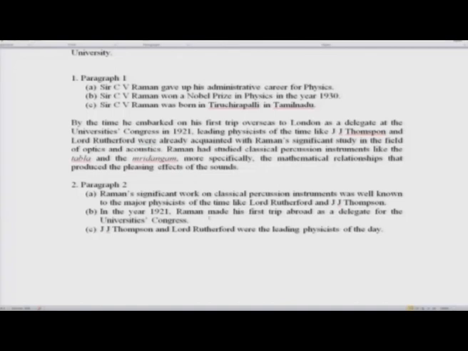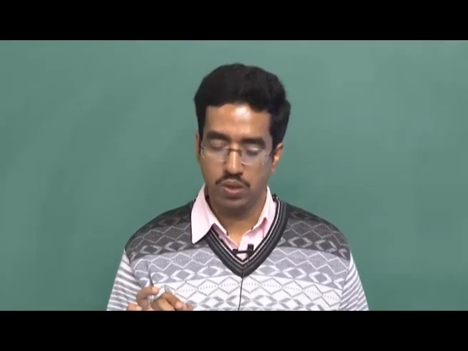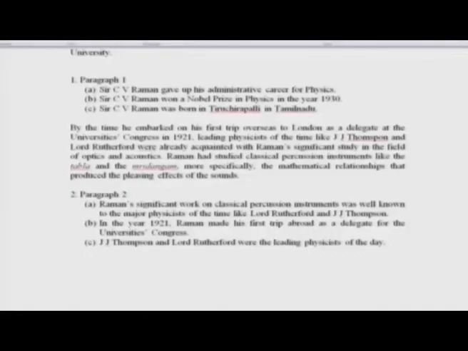So, A is the most appropriate option which captures the essence of paragraph 2 in the best possible way. Raman's significant work on classical percussion instruments was well known to the major physicists of the time like Lord Rutherford and J.J. Thomson. It tells us about the fame C.V. Raman had already got even before he made his first trip abroad.